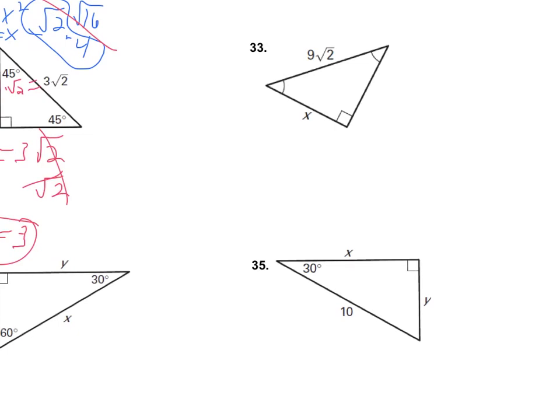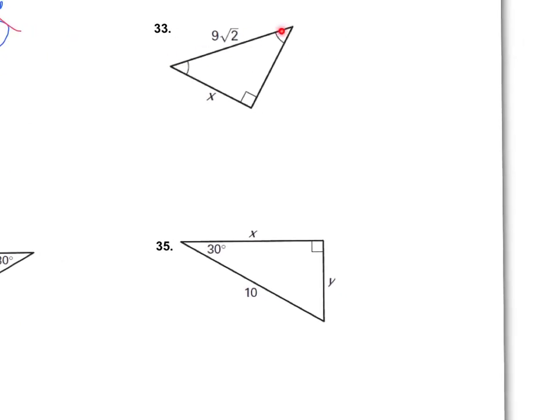So that's what I'm going to do with number 33. I know the hypotenuse is 9 radical 2. I don't know what the leg is, so I'm going to divide 9 radical 2 by radical 2. Oh, look at that, how convenient. Those just cancel out again. So x equals 9.